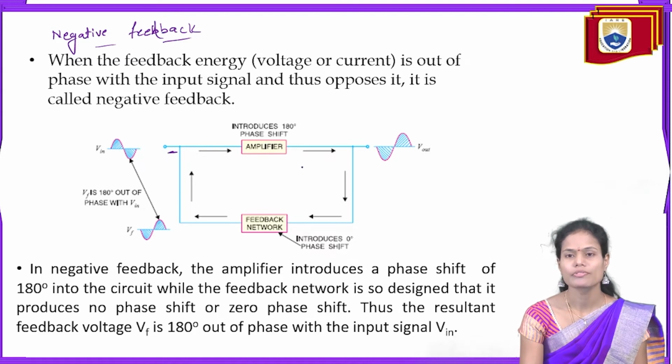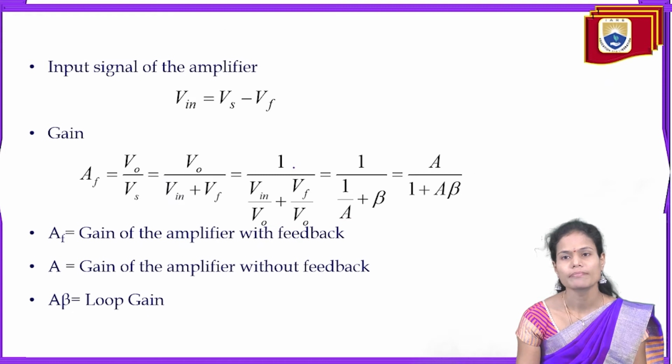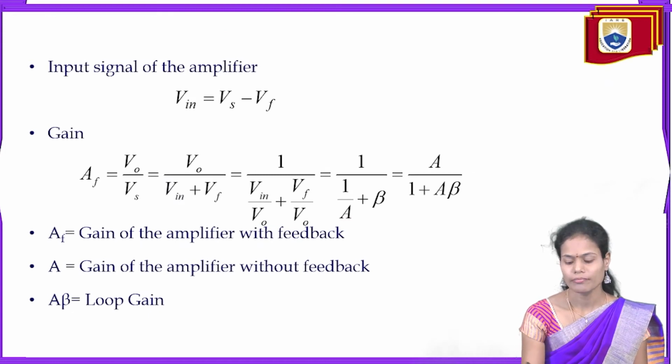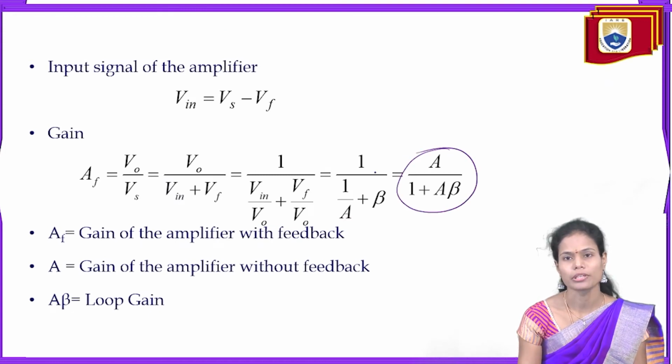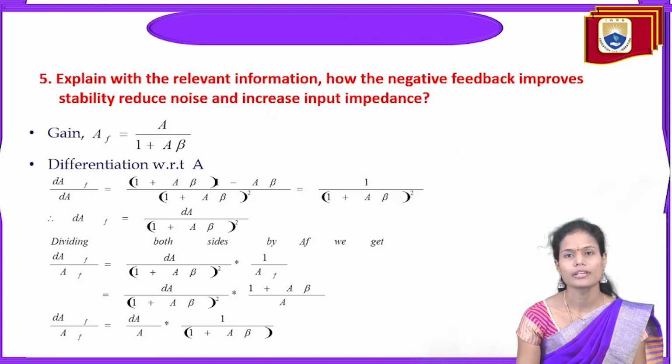In this case also, we need to explain each and every block in detail, and we need to calculate the gain. We will get it as A by 1 plus A beta, and we need to mention all the advantages and disadvantages of this particular positive and negative feedback. And next one is, explain with the relevant information how negative feedback improves stability, reduces noise, and increases input impedance.